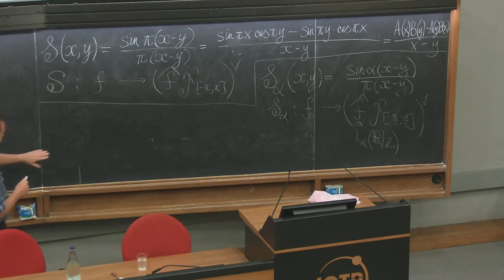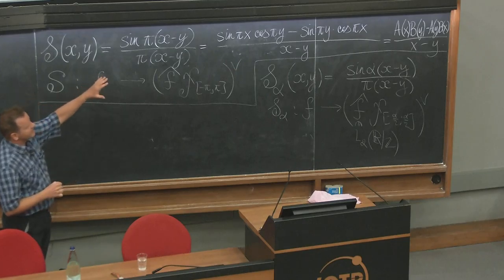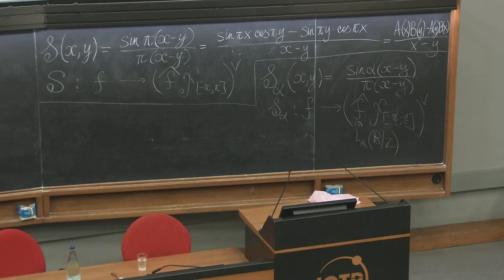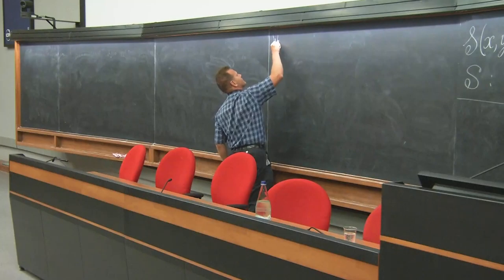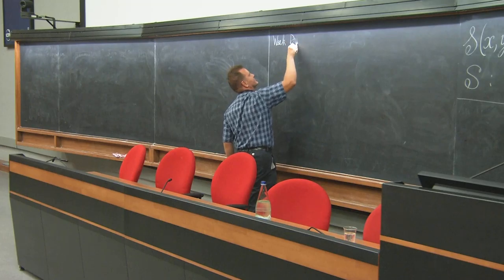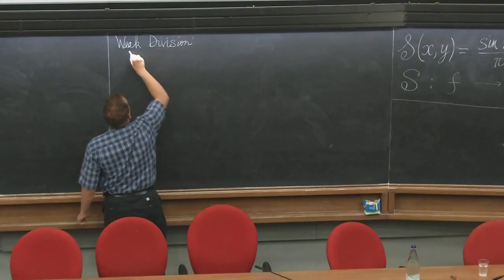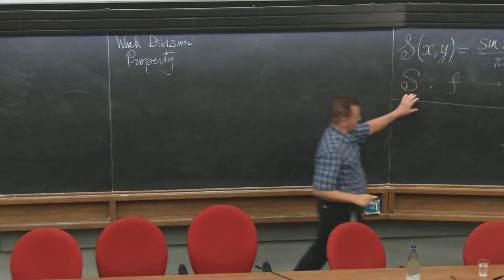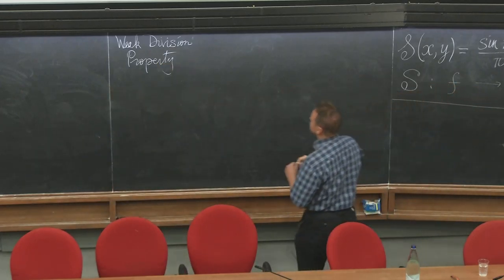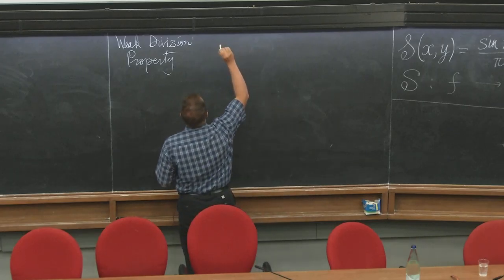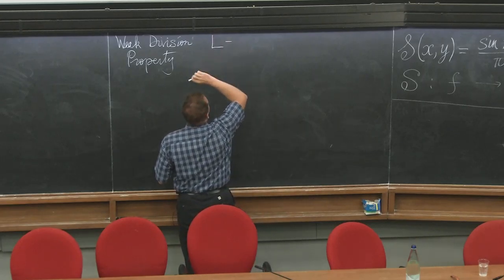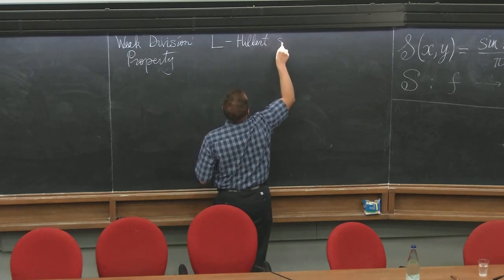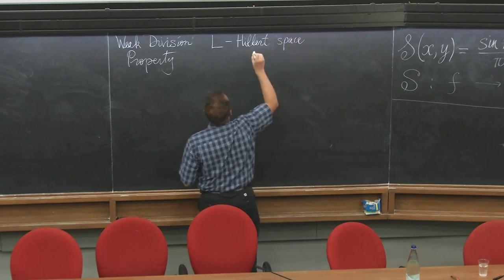Let me make the observation that the cornerstone for this integrable property is the following property, which maybe it's possible to call the weak division property, for my projectors. These are projection operators, this one and this one. And the weak division property: if I have a space L, a Hilbert space admitting a reproducing kernel.